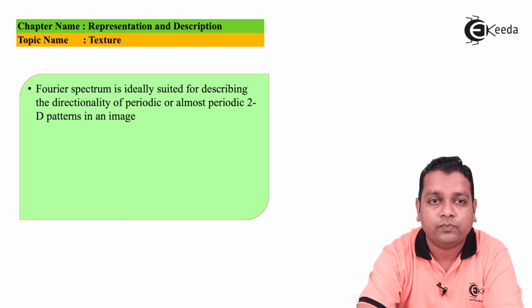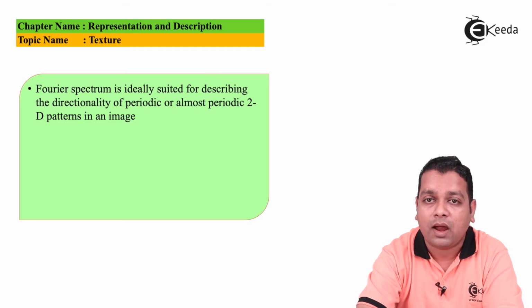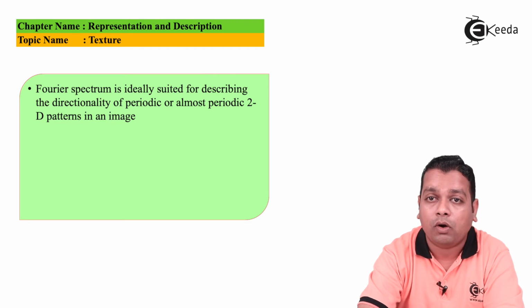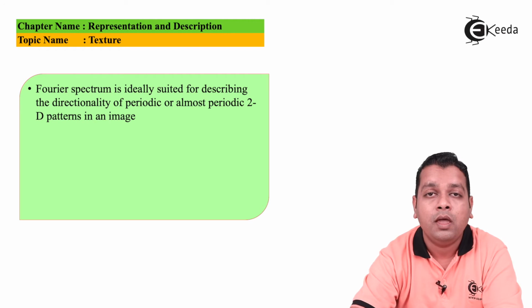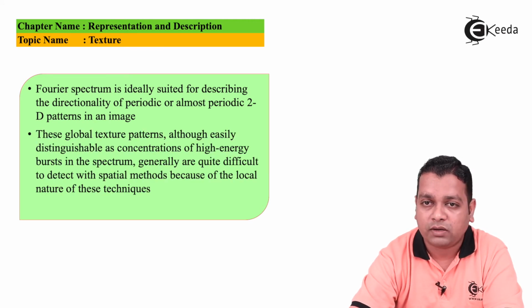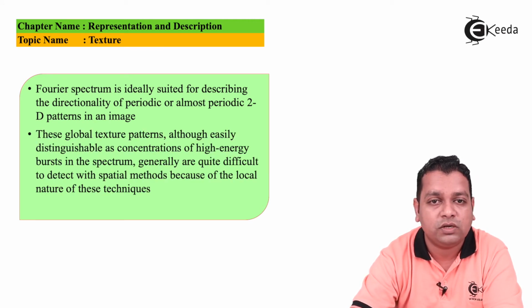The Fourier spectrum is ideally suited for describing the directionality of periodic or almost periodic two-dimensional patterns in an image. These global texture patterns, although easily distinguishable as concentrations of high energy bursts in the spectrum, are generally quite difficult to detect with spatial methods because of the local nature of these techniques.